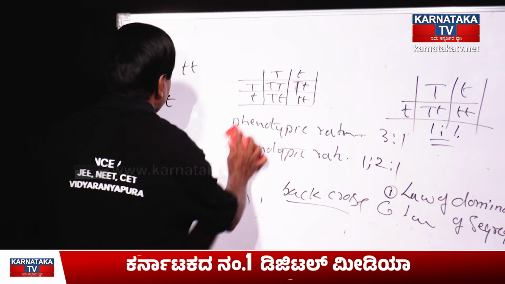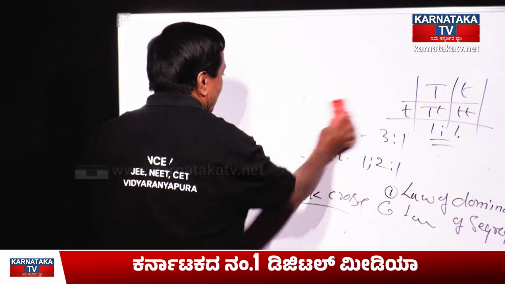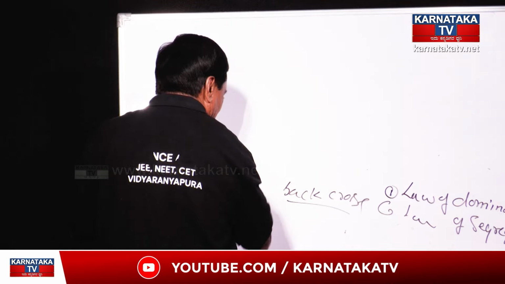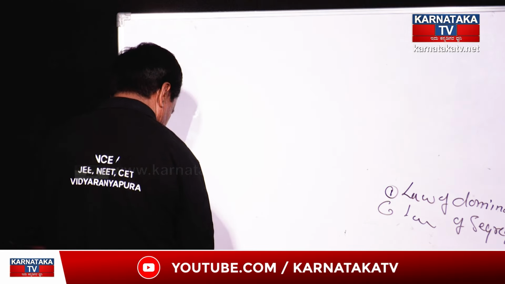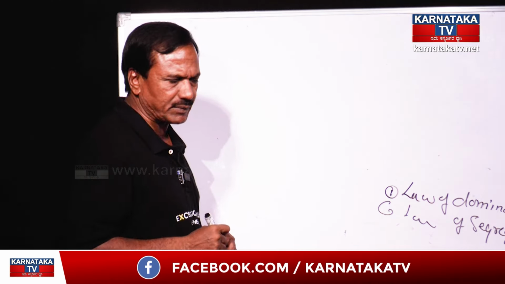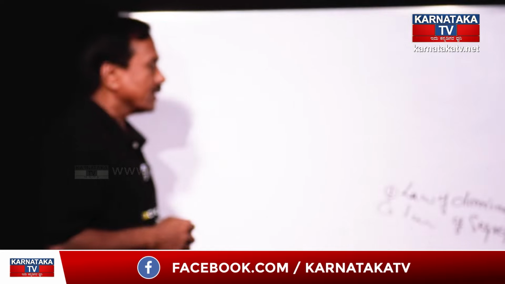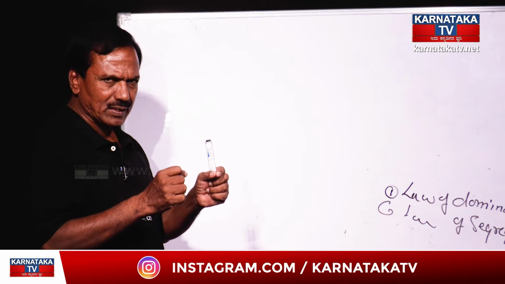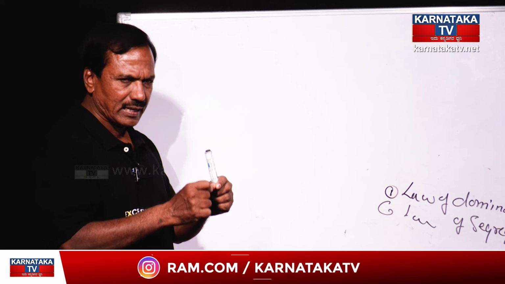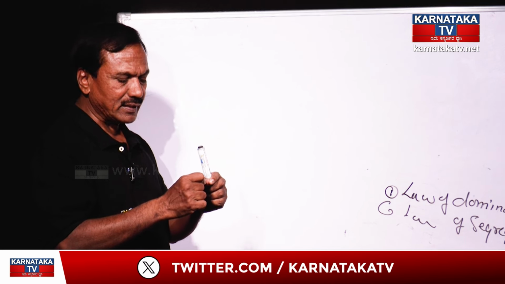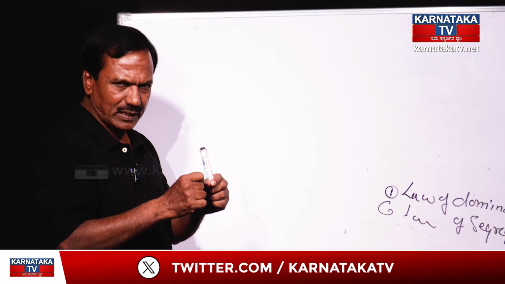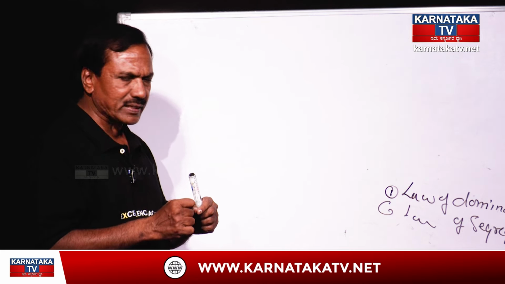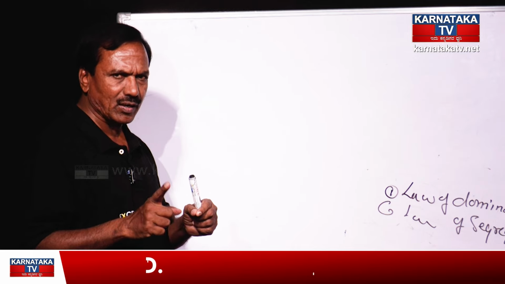Law of dominance is also called the principle of dominance. Then what is the law of dominance? According to the law of dominance, I will tell you the definition. If 2 contrasting alleles or contrasting characters are brought together in F1 generation, only one is expressed, it is called dominant. Other is suppressed, it is called recessive. This is the law of dominance.